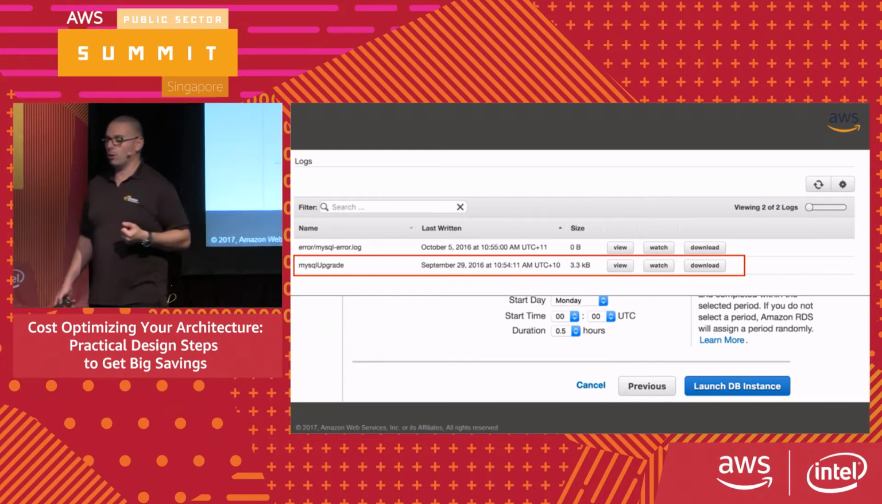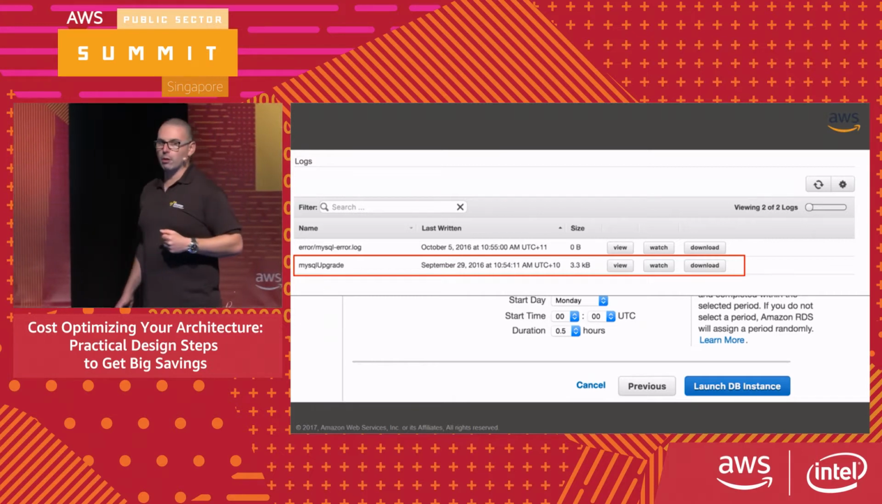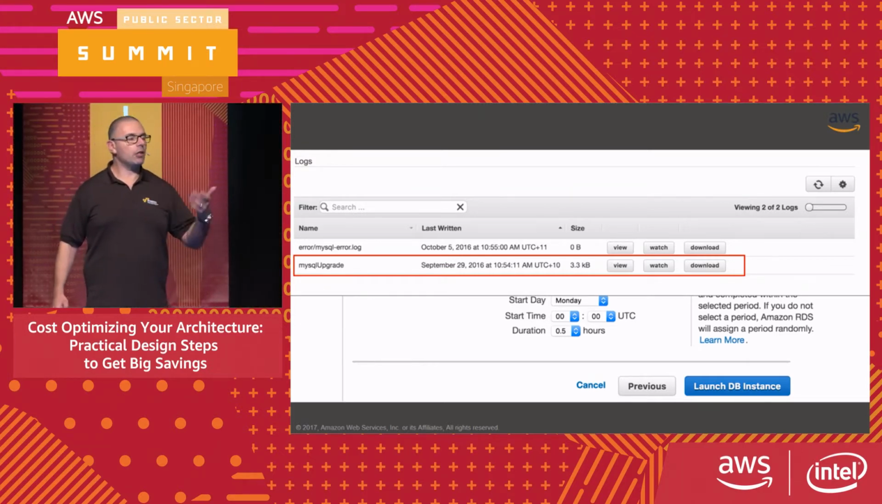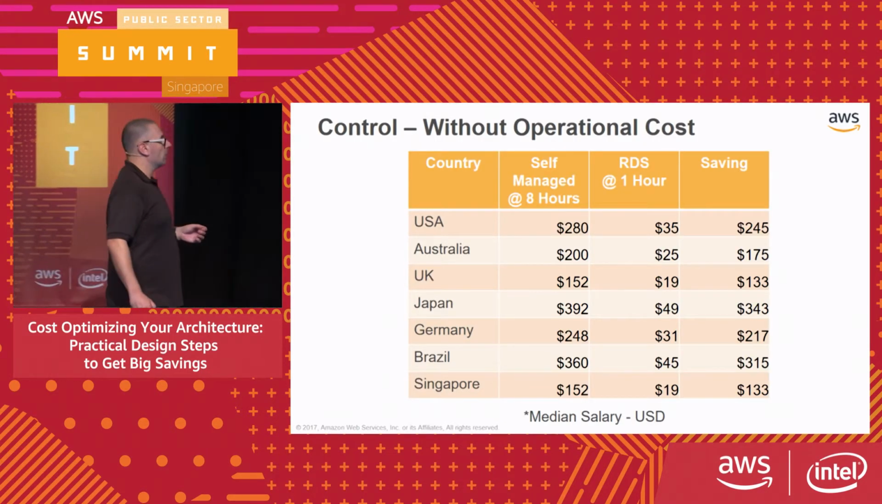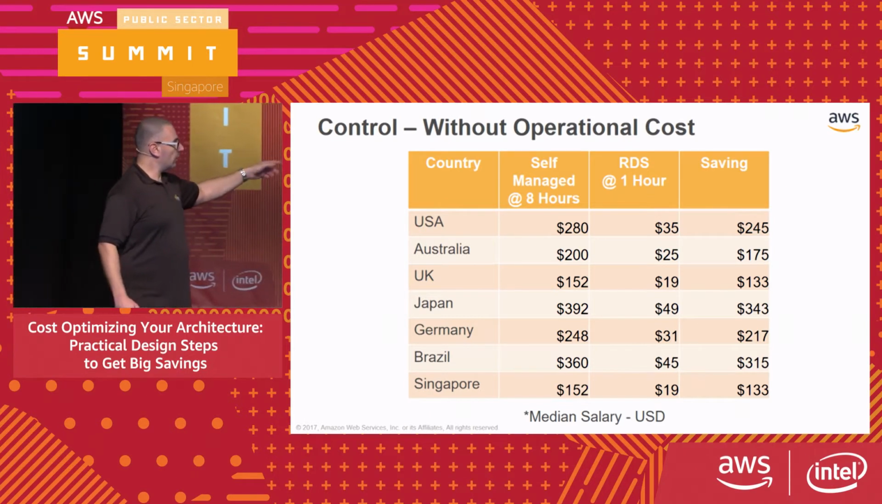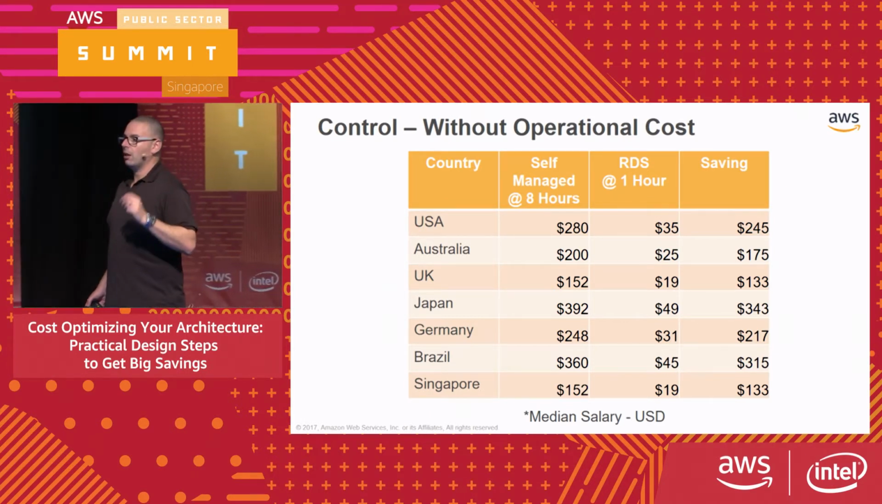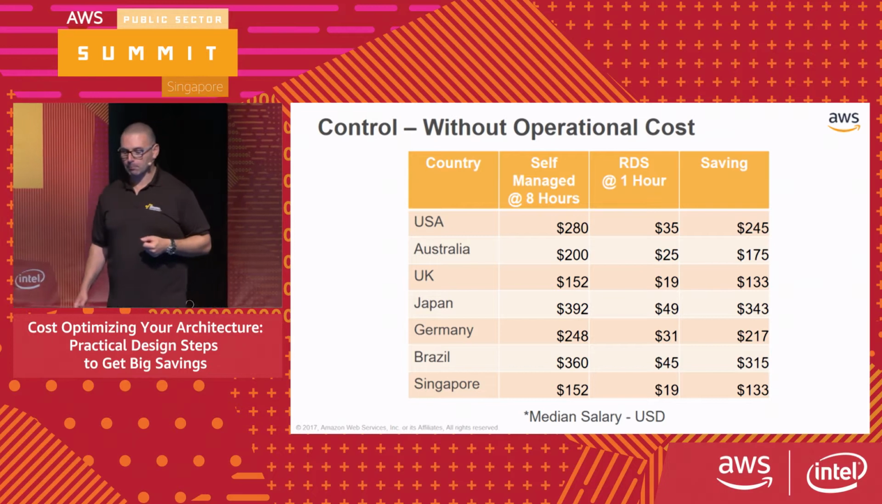Suddenly your DBAs can do important things like tuning the database, fixing slow queries, working on that next project, etc. It also means that every single time you upgrade your database, it costs you much less. So for example, in Singapore, it costs you $133 less to do that change each and every time you do a database update. It's funny when you think about it in that context, isn't it?